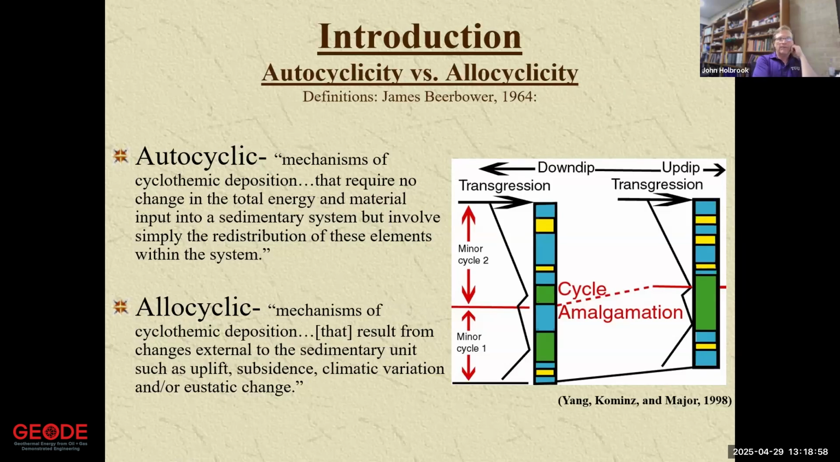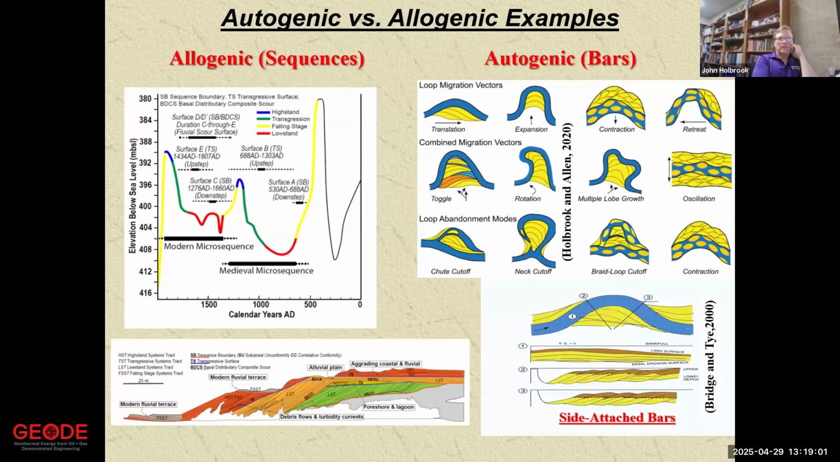Next slide. So, for instance, allogenic processes are things that change the energy or matter into the system externally. So there are things like sea level change, lake level change, tectonics, things that force the system. Whereas autogenic things are the things that actually are making the sedimentary deposit. So the actual reservoir elements we're seeing are being made by the autogenic processes. Things like migration of a point bar. Whereas the allogenic things are more like sea level rise, sea level fall.